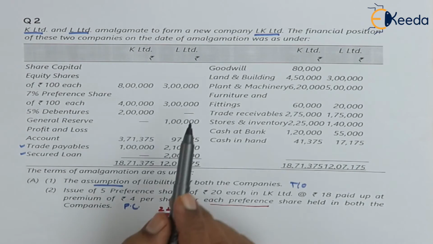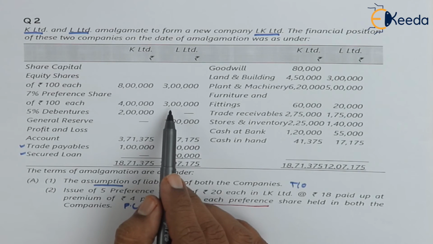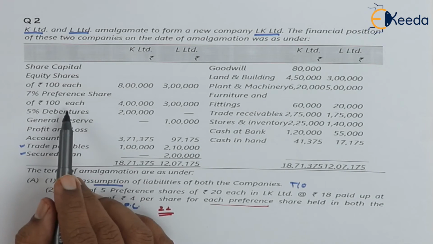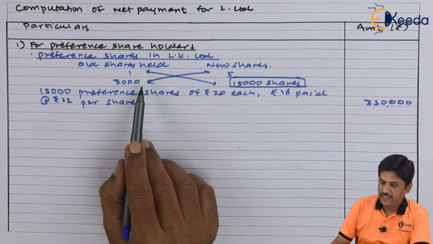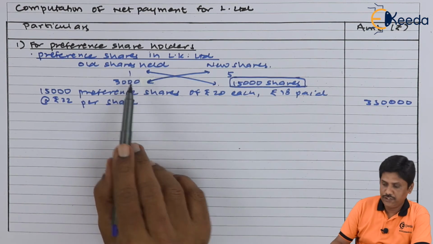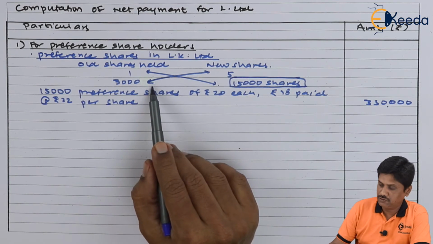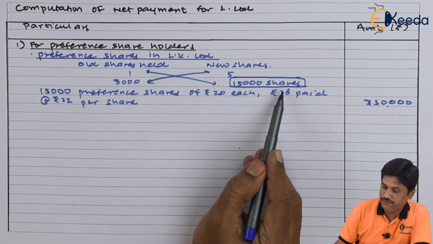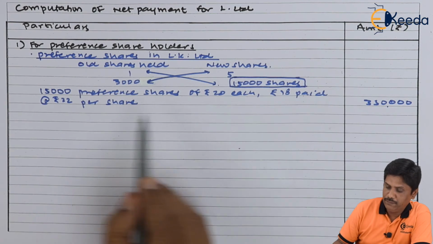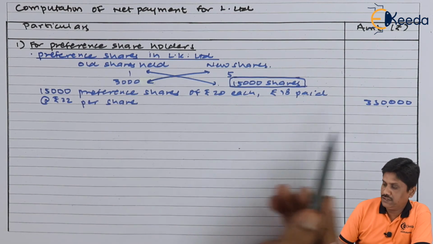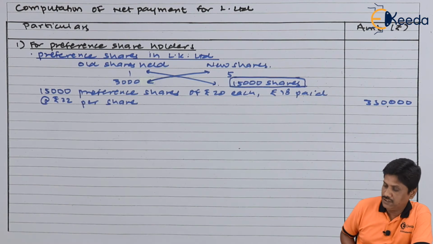In the balance sheet of L Limited, they have preference share capital of 3 lakhs. Shares are of rupees 100 each, so they have 3,000 shares. Accordingly, we will calculate. Friends, I have done this calculation. If you have 1 share, you will get 5 shares. But if you have 3,000 shares, how many new preference shares will you get? 15,000. So 15,000 preference shares of 20 each, 18 paid up at rupees 22 per share. In that way, it is calculated as 3,30,000. That is the payment for preference shareholders.